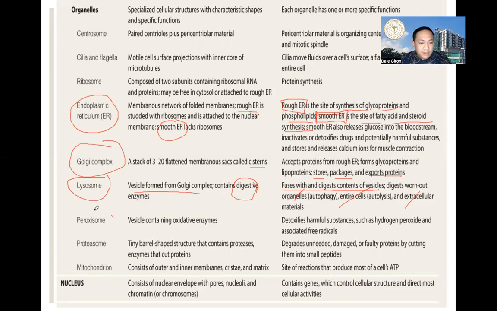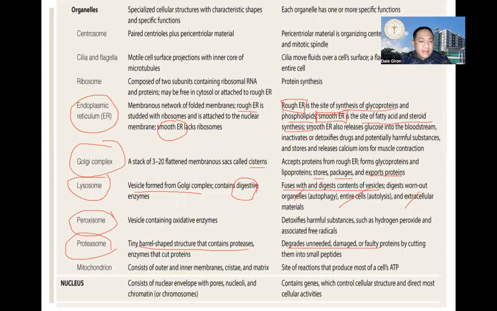Okay. Peroxisome is a vesicle containing oxidative enzymes. So they detoxify harmful substances such as hydrogen peroxide and associated free radicals. Your proteasome is a tiny barrel-shaped structure that contains proteases. These are enzymes that cut protein. So in short, their function is to degrade unneeded, damaged, or faulty proteins by cutting them into small peptides.